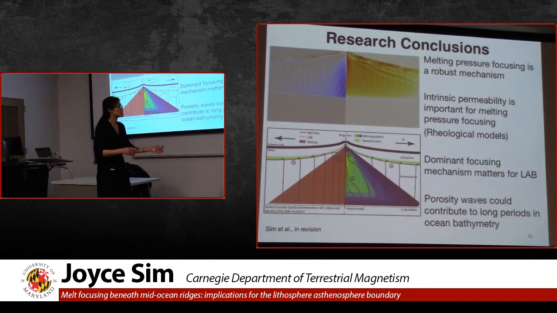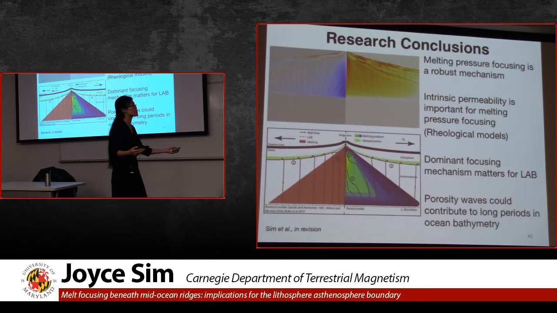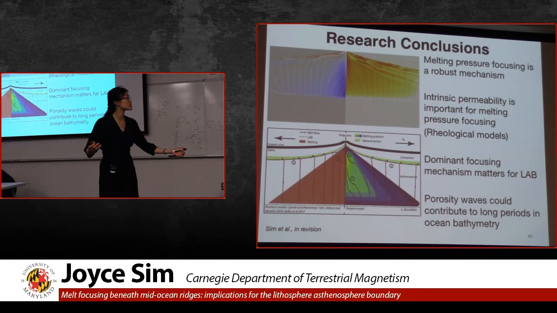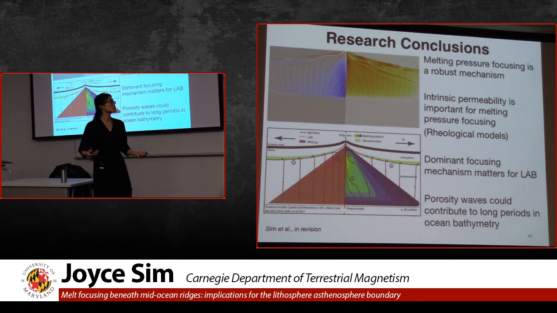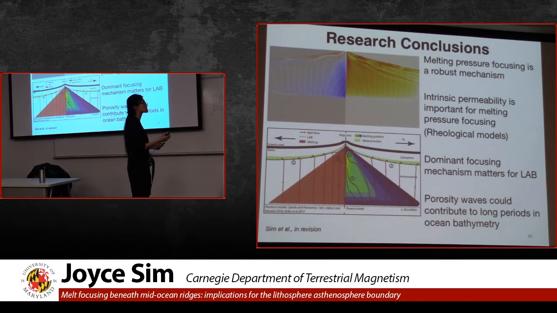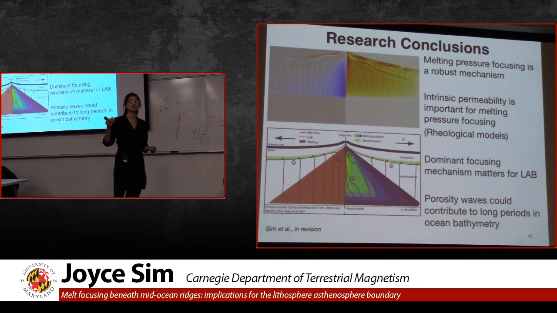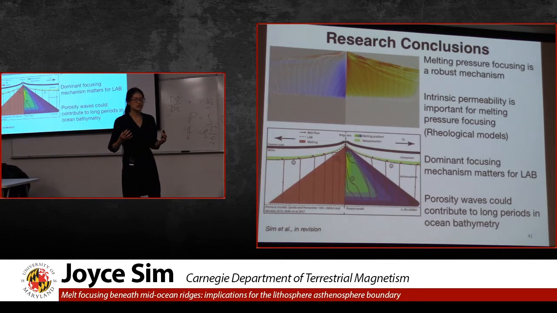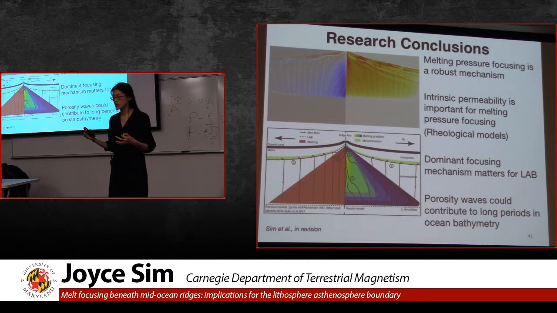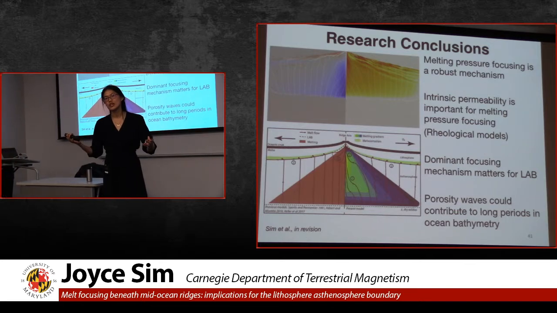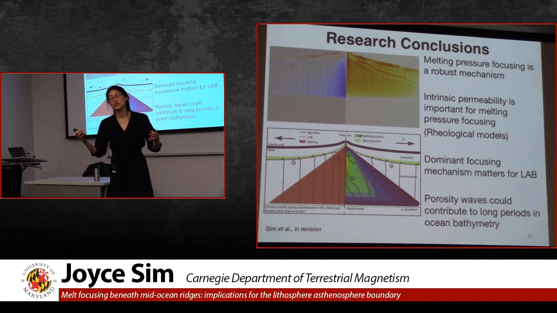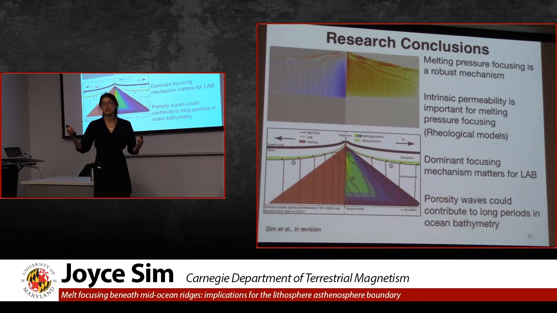So these are some of my conclusions. Melt pressure focusing is definitely a very robust mechanism, and intrinsic permeability is very important for this particular pressure focusing, and so are rheological models. And the dominant focusing mechanism really matters for trying to figure out, in principle, where the LAB, or lithosphere-asthenosphere boundary, should be.